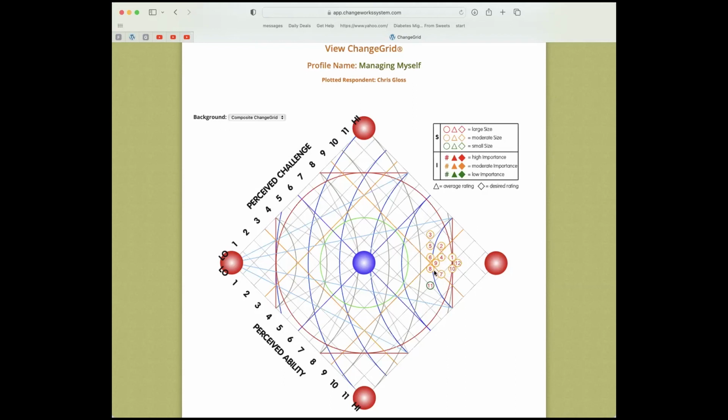None of them are of large size. They're all moderate. Even one, activity number 11, is pretty small in relative size. Not only is he engaged in doing these things, he's actively executing on these things. So I would say to him, your grid indicates that you are on top of things when it comes to your time and territory.